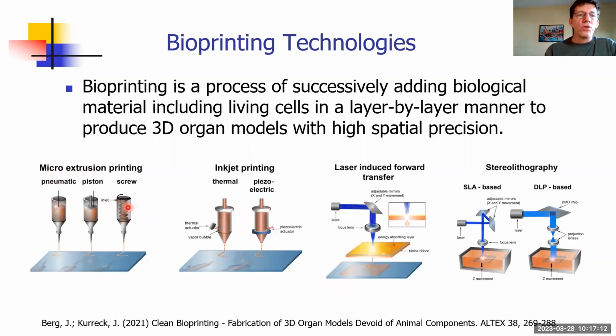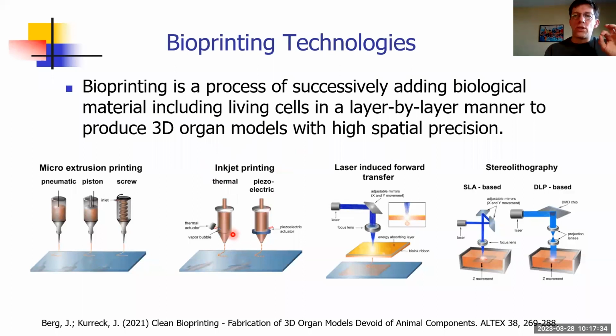So microextrusion printing means that we have our bioink in a cartridge, and then we put on some pressure. In most cases, we use pneumatic extrusion, but we also sometimes use a mechanic microextrusion, and extrude the material through a thin nozzle.